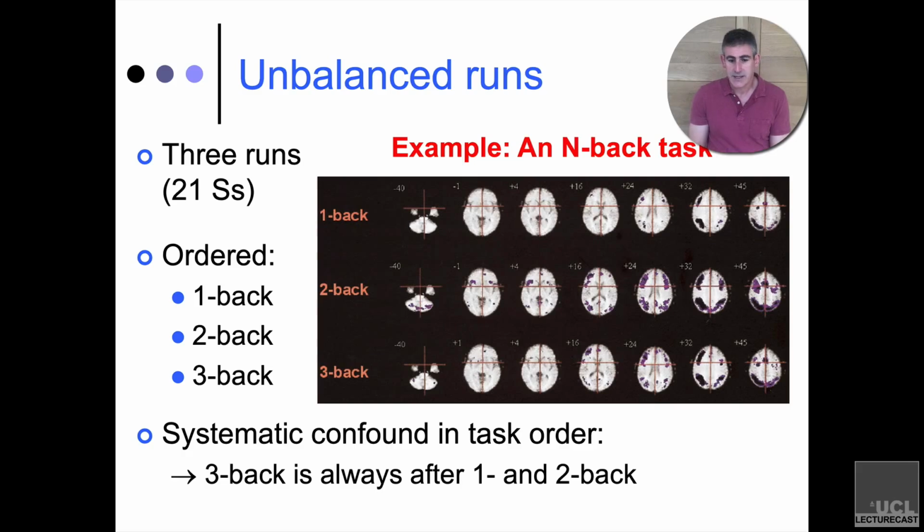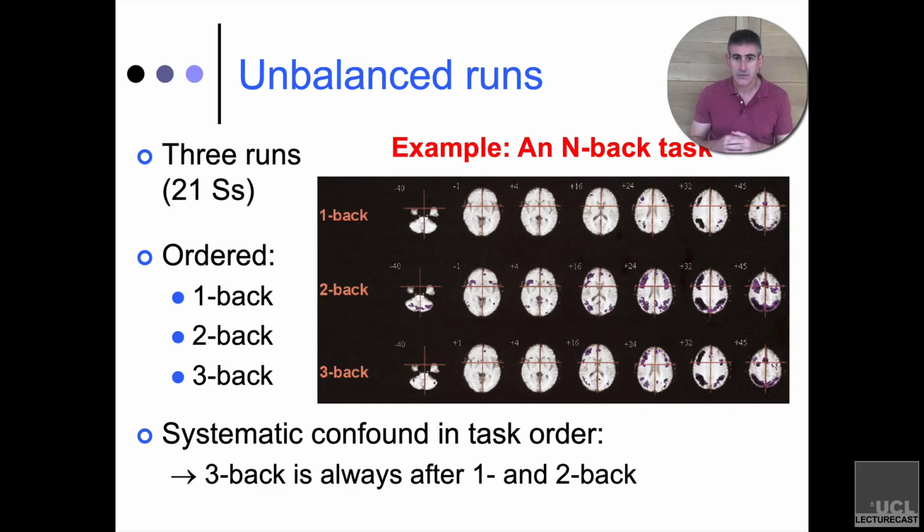But then let's just say I have a 1-back task, and they do it for 5 minutes, and then they do a 2-back task, and then they do a 3-back task. Okay, so there's now an order confound. Everybody started with the easy task, they went to the middle task, and then went to the harder task. And we don't know now whether or not we're accurately seeing the differences between them, because it's confounded with learning.